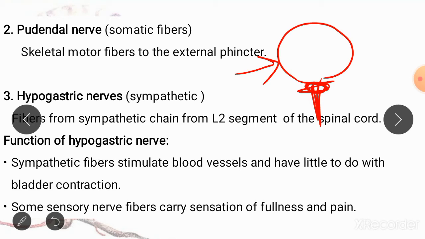As far as the bladder wall is concerned, it does not innervate the bladder wall in any particular way. It does not cause the relaxation of the bladder wall, but it does have some sensory fibers which carry pain sensations from the bladder wall, and this is the function of the hypogastric nerve.